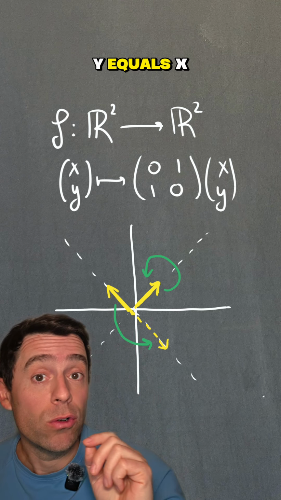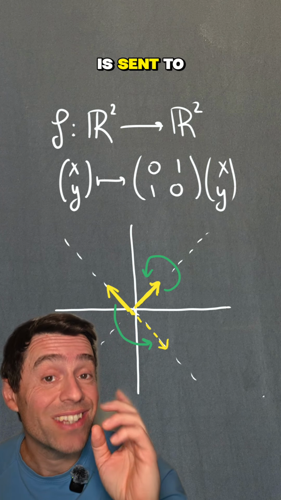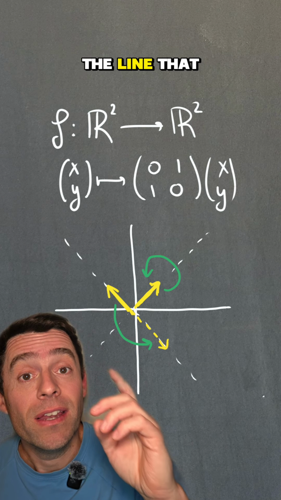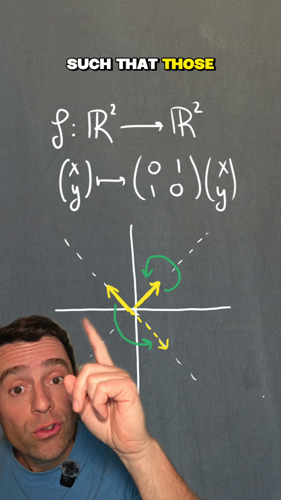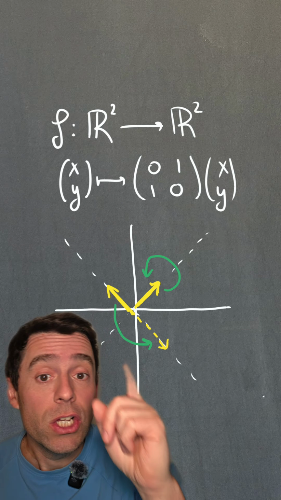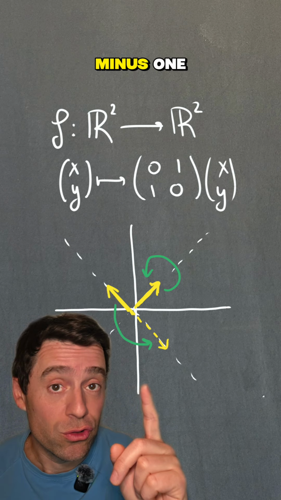There is the y equals x line, which is preserved, so the vector (1, 1) is sent to itself, and there is the perpendicular line, the line y equals minus x, such that those vectors are reversed. They are sent to their opposite. So the vector (-1, 1) is sent to the vector (1, -1).